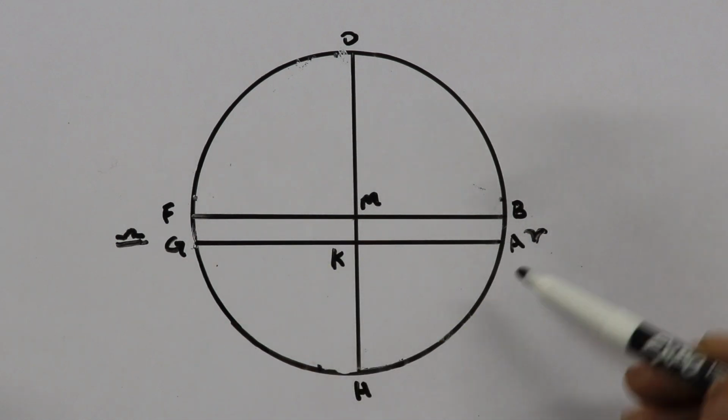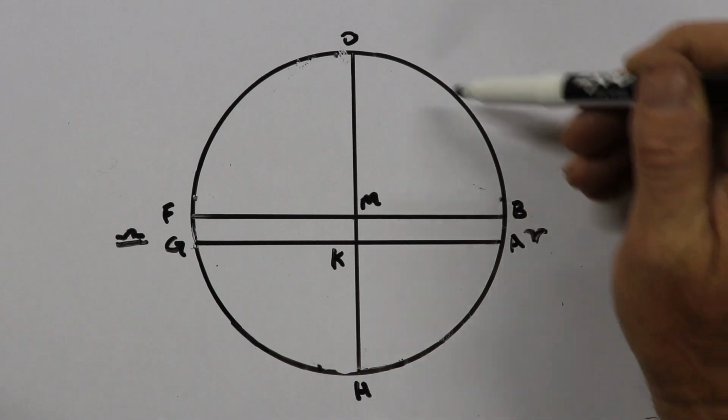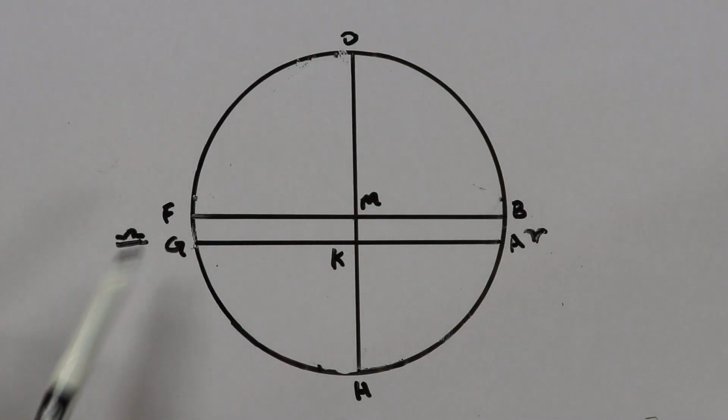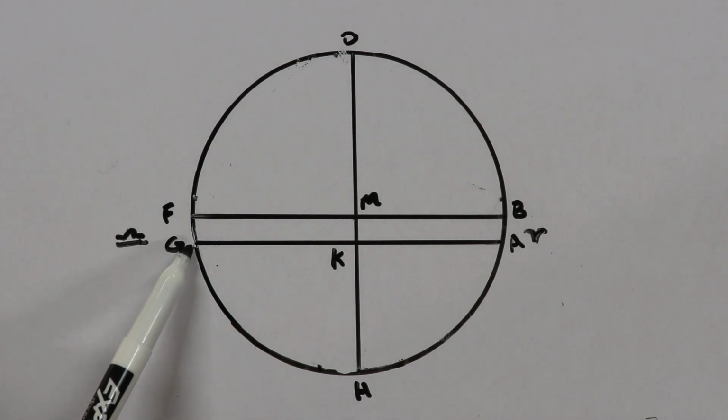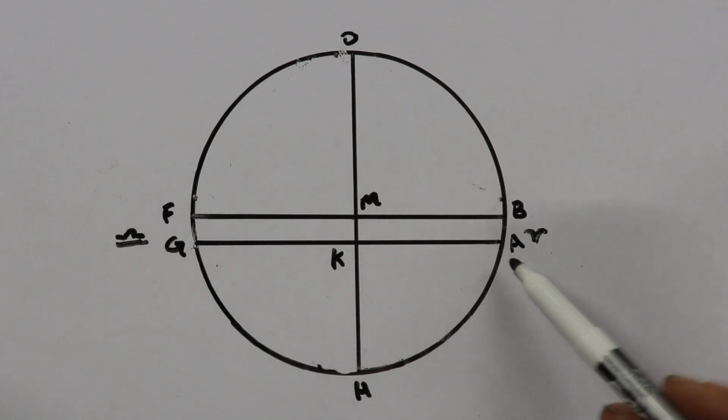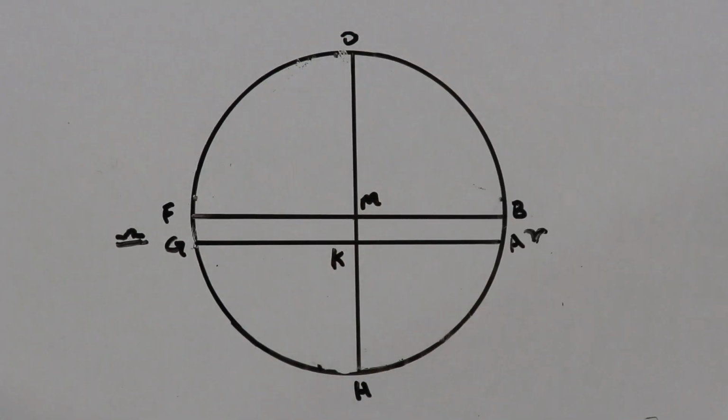And as you can see, since this is lower down, set down from the center line, it's going to take more time for the sun to go from here around to G than it's going to take the sun to go from here, G, around to A. That's a shorter distance than this distance.